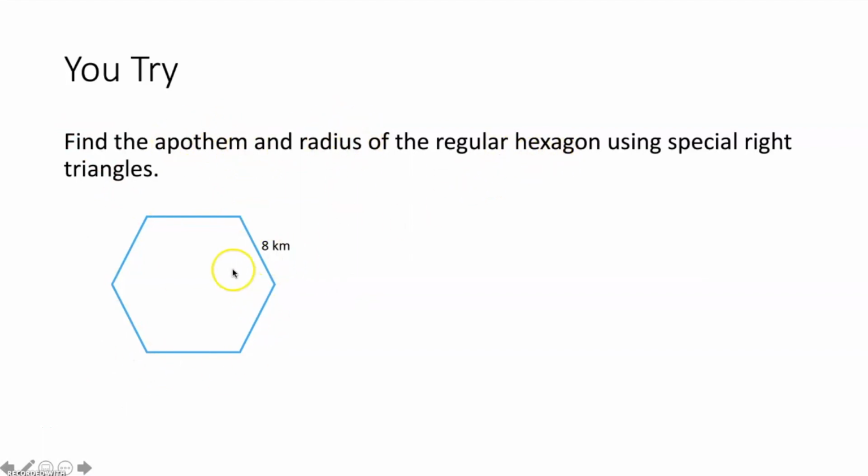So the first thing you're going to do, if you want to find the apothem and the radius, if you're only given one side length of a regular polygon, is find the measure of a central angle. So a central angle is an angle formed by the center of your polygon and the endpoints of one side. Well, because they don't give you the center of this polygon, you're going to put it there yourself, and you're going to draw a central angle.